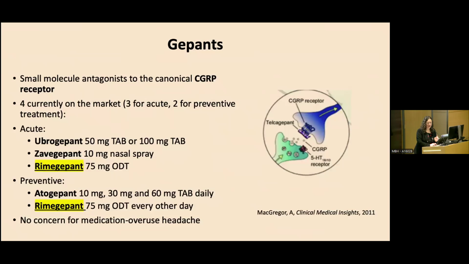Another way to block CGRP signaling is the gepants, which are small molecules that block the canonical CGRP receptor. There are 4 of these that are out in the market, 3 for acute, 2 for preventive. And the acute ones are ubrogepant, zavegepant, which is available as a nasal spray, and rimegepant, which is dissolvable, so you don't have to be able to swallow pills. And then for prevention, there's atogepant. And again, rimegepant showing up here because rimegepant has been studied both as an acute therapy and as a preventive therapy if used on a regular basis.